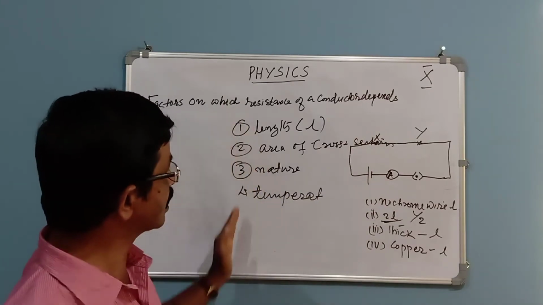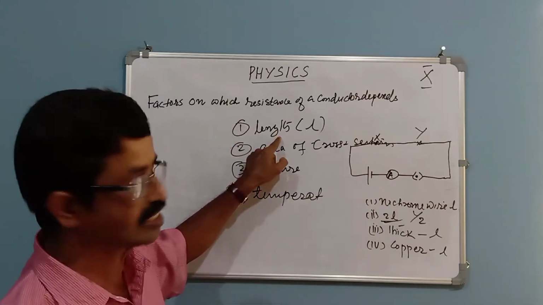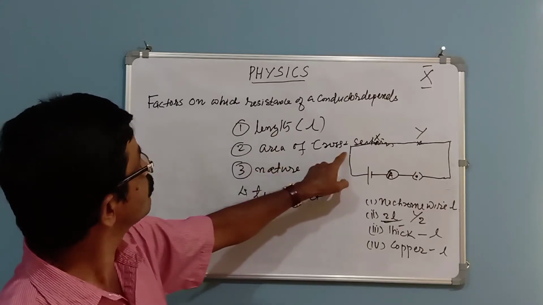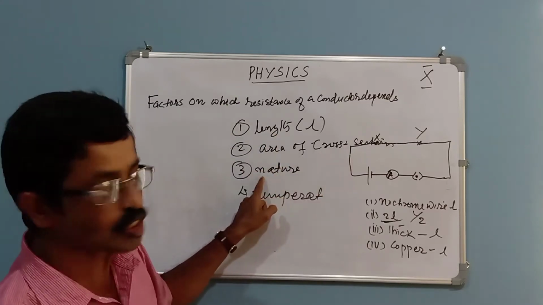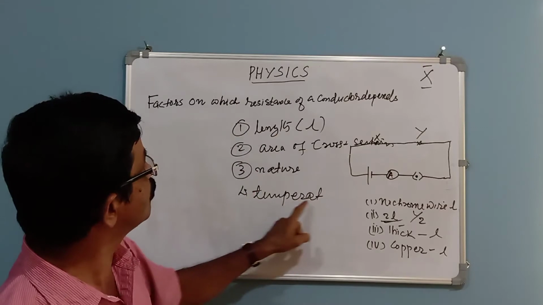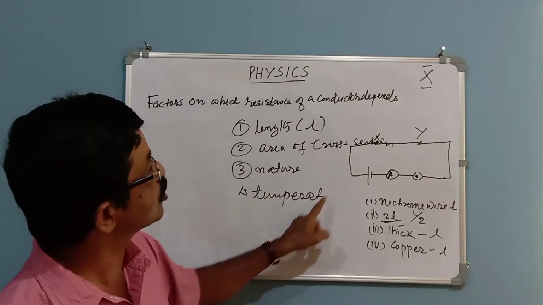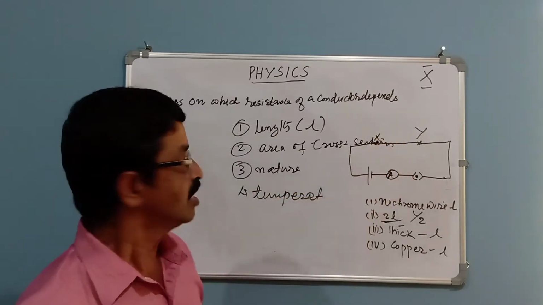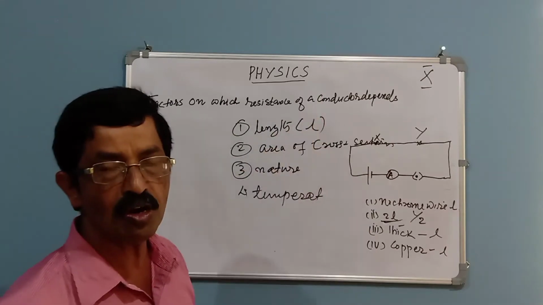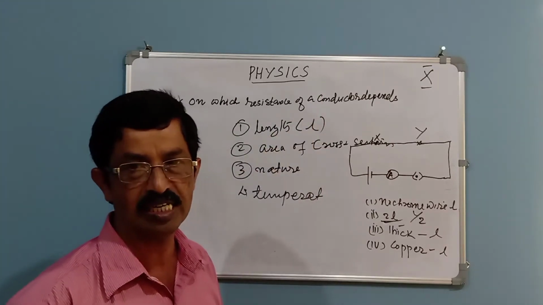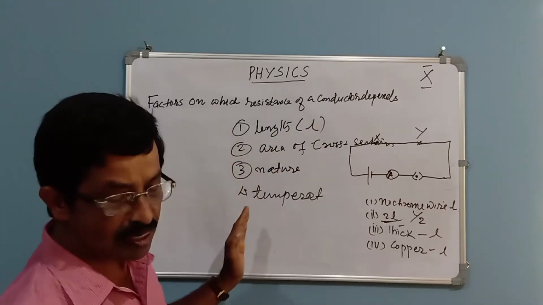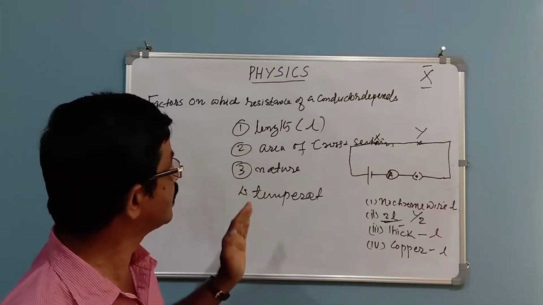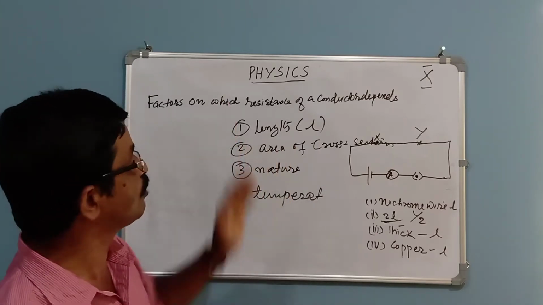So the four factors are: first, length of the conductor; second, area of cross section; third, nature of the material; and fourth, temperature of the conductor. That means resistance depends on these four factors. Now we want to find out how this resistance changes with these factors.